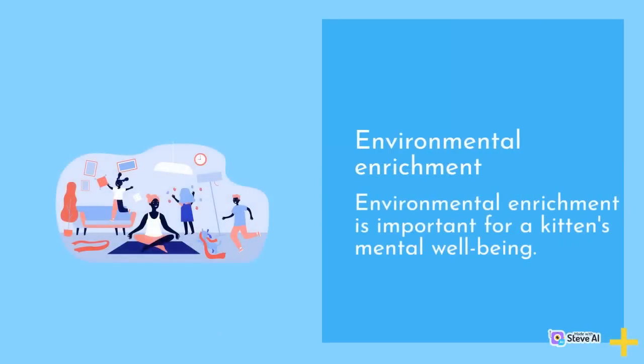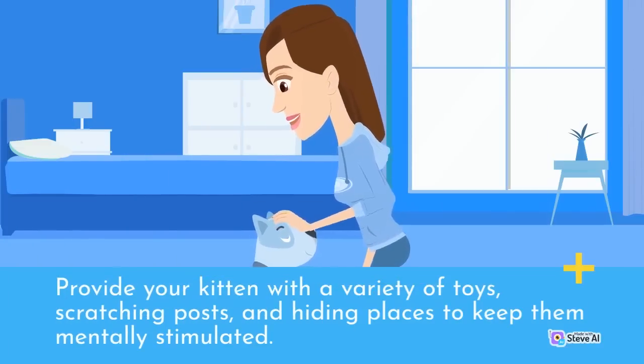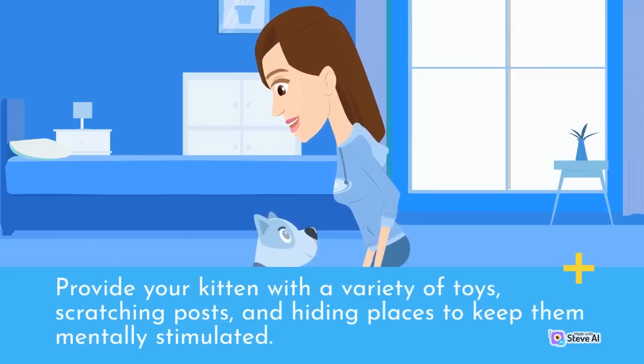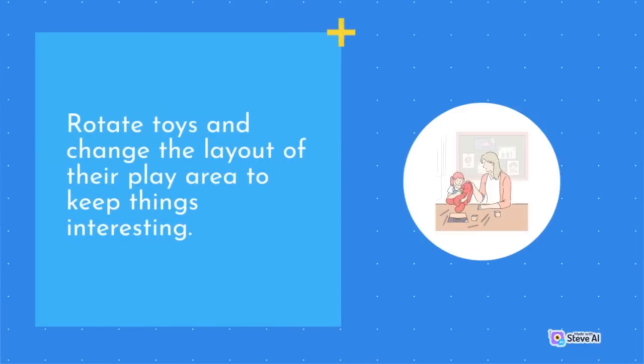Environmental enrichment. Environmental enrichment is important for a kitten's mental well-being. Provide your kitten with a variety of toys, scratching posts, and hiding places to keep them mentally stimulated. Rotate toys and change the layout of their play area to keep things interesting.